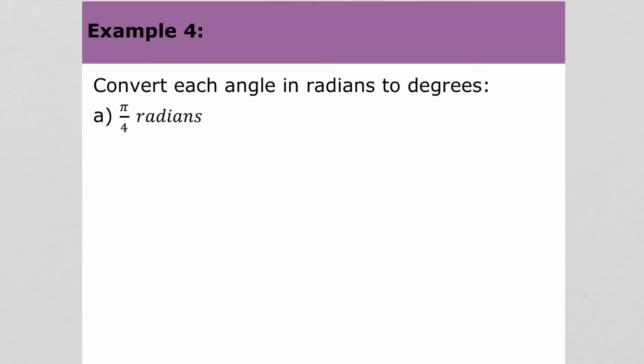Okay, let's go the other way. Pi over 4 radians, we want to change it to degrees. Again, let's look at this. If we multiply by pi over 180, it's not doing us any good. While if we multiply by 180 over pi, that gets rid of our pi, which is what we want to do when we change back to degrees. And 180 divided by 4 is 45 degrees.